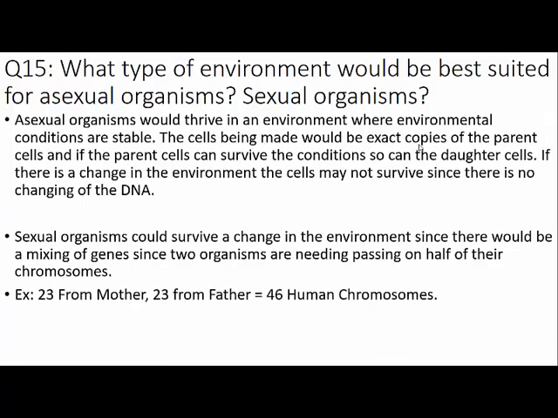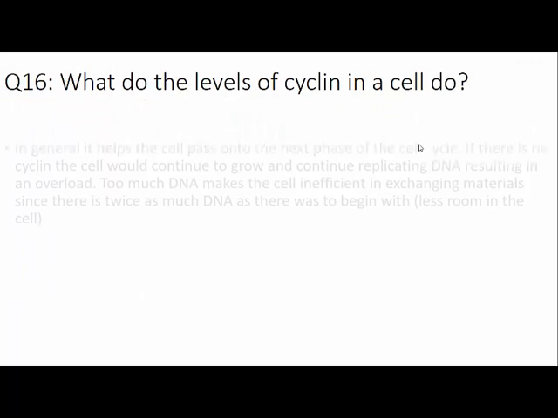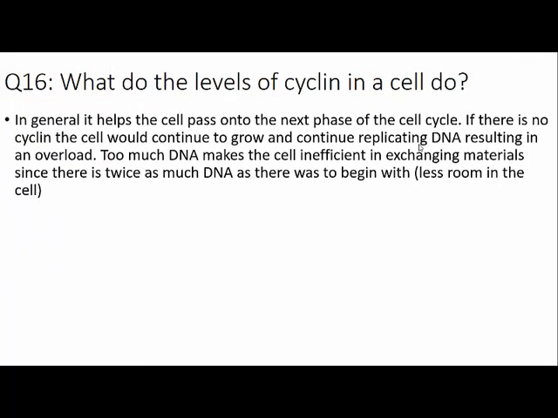All right, number 16, and that's just what we wrote right there. Number 16, what do the levels of cyclin in a cell do? In general, it helps the cell pass on to the next phase of the cell cycle. If there's no cyclin, the cell would continue to grow and continue replicating DNA, resulting in an overload of DNA. And too much DNA makes the cell inefficient in exchanging materials. Since there's twice as much DNA as there was to begin with, this makes less room in the cell.